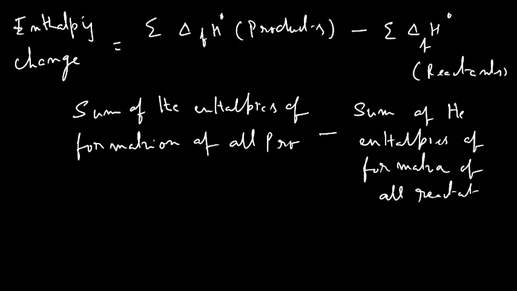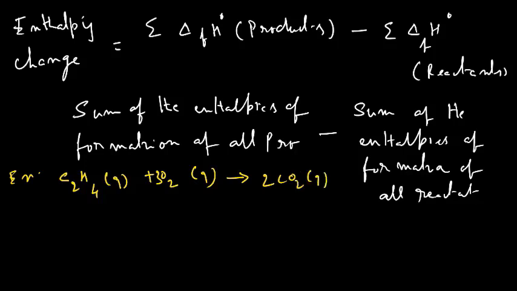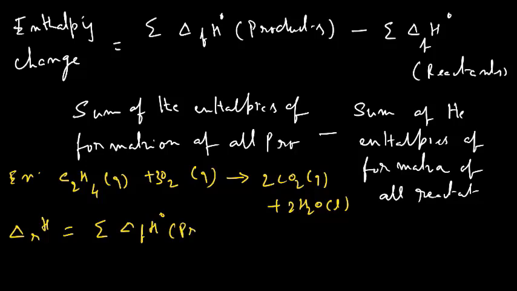Let us take an example here. C2H4 gas plus O2 gas gives 2CO2 gas plus 2H2O liquid. So, ΔrH. What is ΔrH? Enthalpy change taking place in the reaction. ΔH equals sigma ΔfH naught of products minus sigma ΔfH naught of reactants.